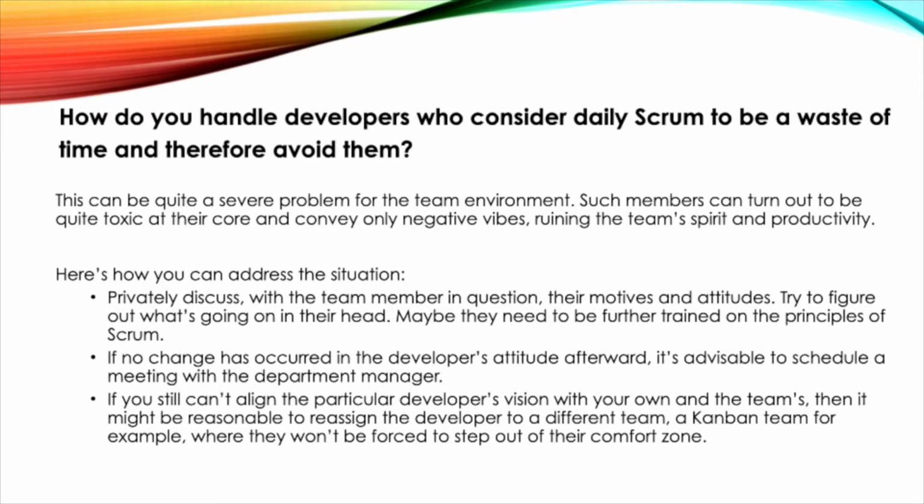Here's how you can address the situation. Privately discuss, with the team member in question, their motives and attitudes. Try to figure out what's going on in their head. Maybe they need to be further trained on the principles of Scrum. If no change has occurred in the developer's attitude afterward, it's advisable to schedule a meeting with the department manager.